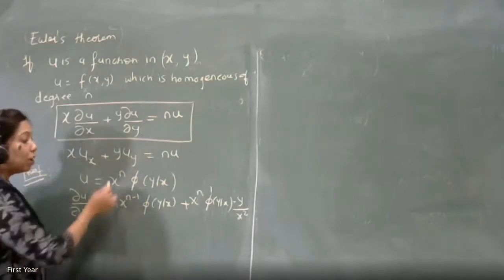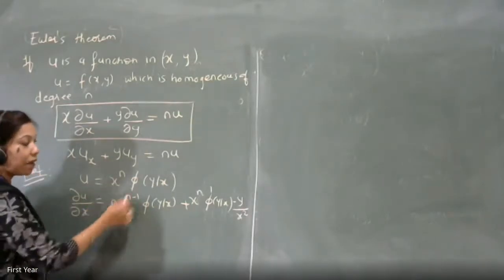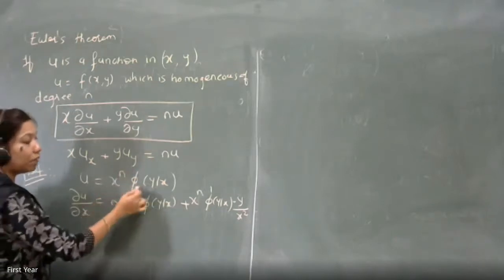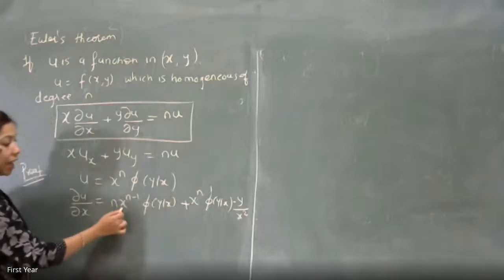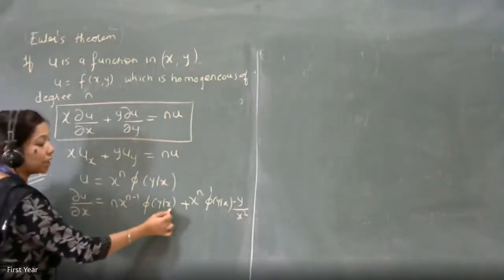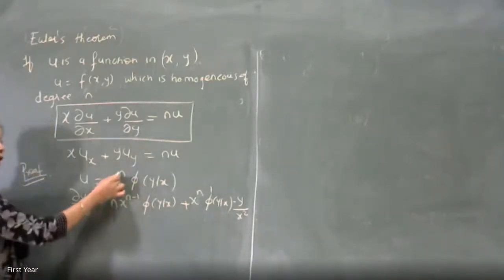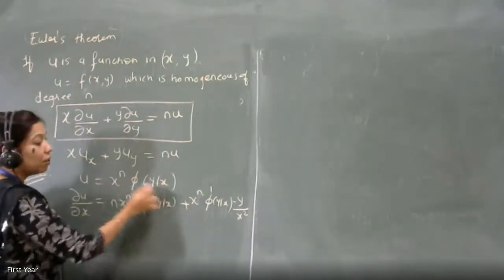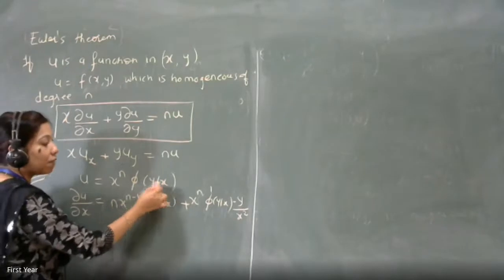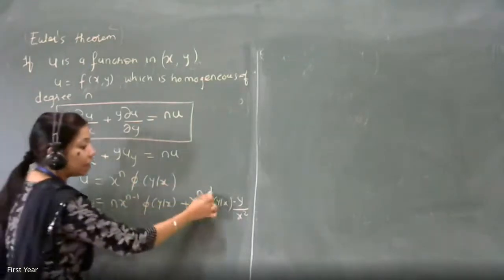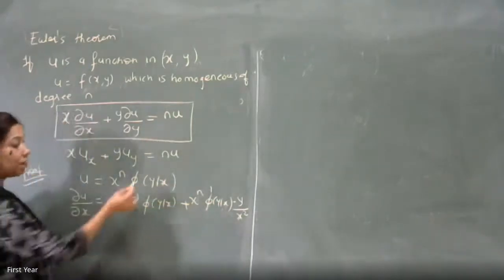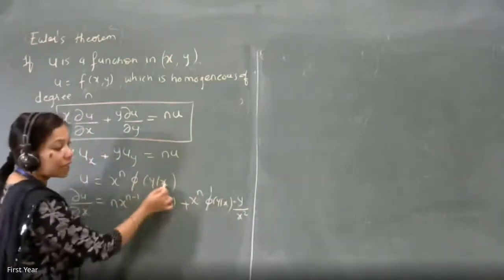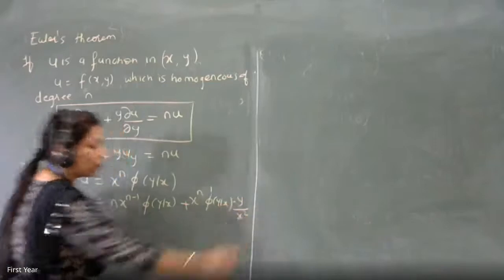What is the product rule? First take the derivative of x raised to n, keep phi as it is. That is n x raised to n minus 1 phi of y by x. Plus keep x raised to n as it is and take the derivative of the function. What's the derivative of phi of y by x? Phi dash of y by x multiplied by the derivative of y by x, where y is constant. The derivative of 1 by x is minus 1 by x square.